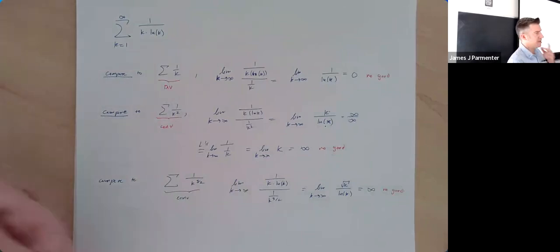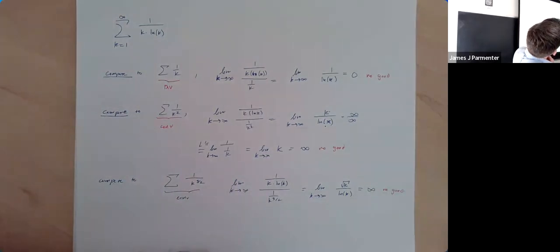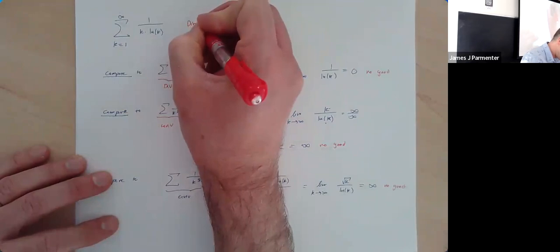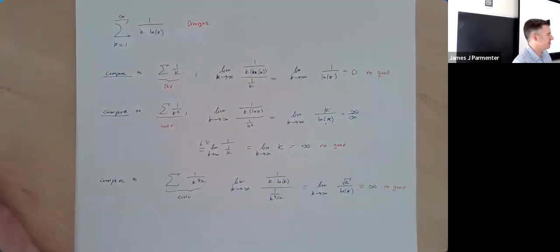I'm trying to think, is there any other way to show this thing diverges? Maybe not. It definitely does diverge. Telling you it diverges and not showing you that doesn't feel super great. Can you use that other test? Sorry, I'm trying to think about if there's another way to do this. I don't know if there is.